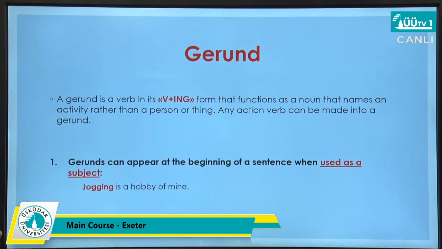So let's start. What are the uses of gerund? A gerund can appear at the beginning of a sentence when used as a subject. For example, jogging is a hobby of mine. The actual verb here is jogging. Jog is normally a verb, but that is turned into a noun. And that noun is a subject. So we can use a gerund as a subject, that is a noun now, to talk about it.